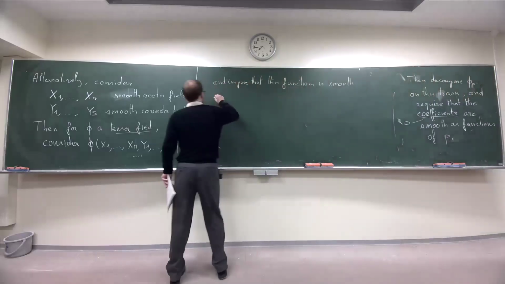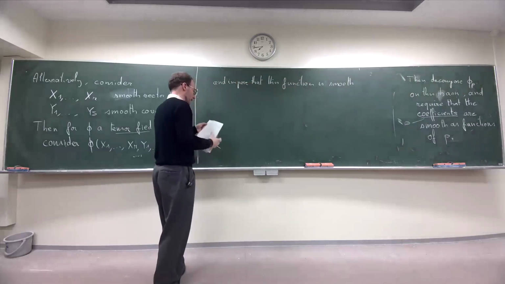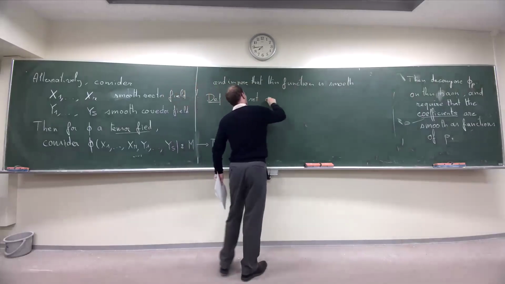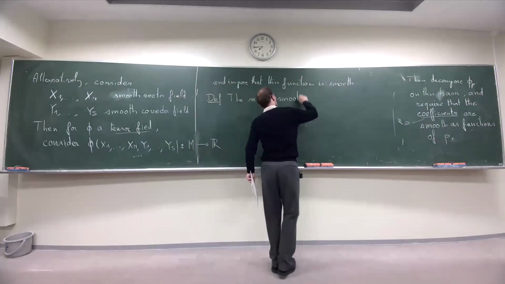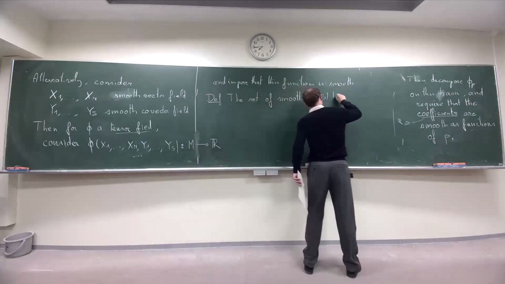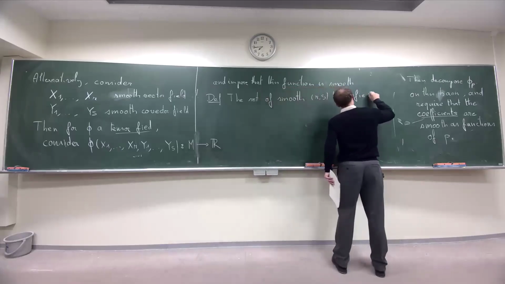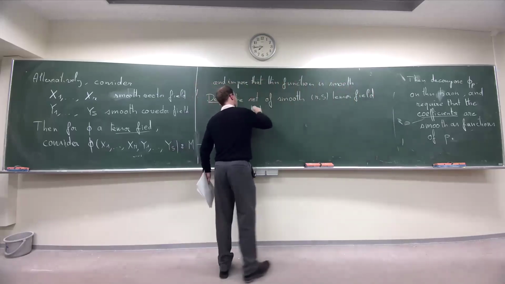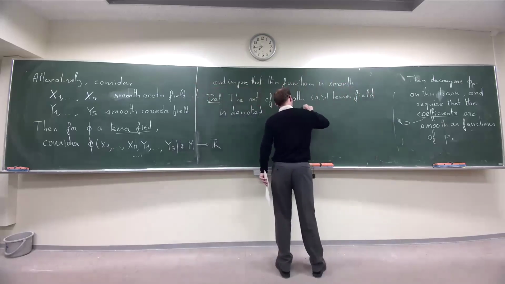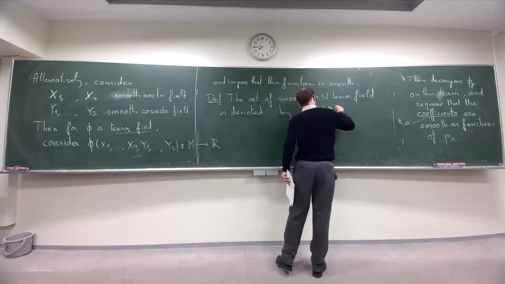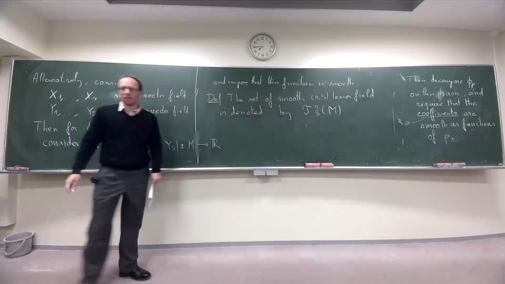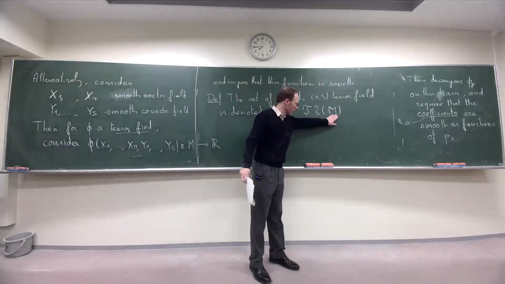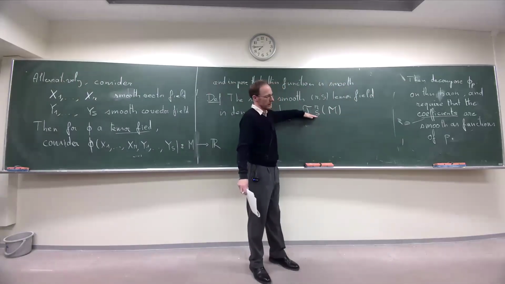Okay, so let me just give a notation, a definition. The set of smooth RS tensor fields is denoted by this curly RS on M, which is not surprising. It means it's a function on M with value in the set of tensors at every point.